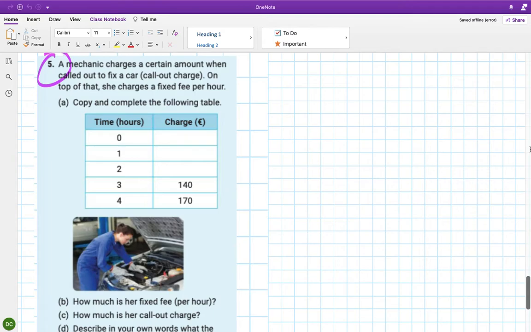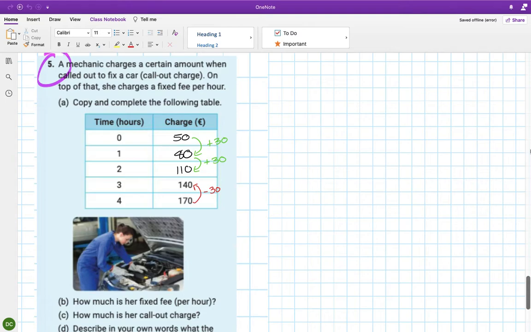On top of that, she charges a fixed fee per hour. Copy and complete the table. Okay, so for 4 hours, it's 170. And then for 3 hours, what's that gone down by? 30? Yeah. So because I'm working backwards, I need to go down by another 30, which would be 110. And then go down by another 30, which would bring us to 80, and then go down by another 30, which would bring us to 50. Yeah? So it's going up in 30s.